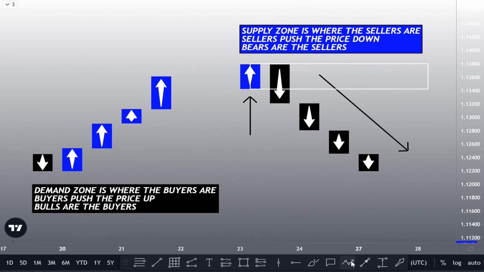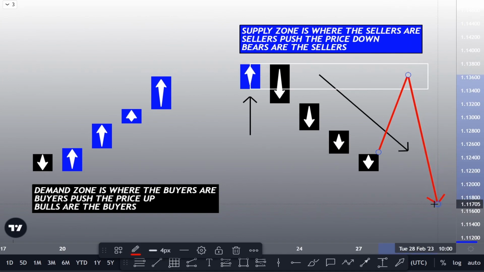Why do we do that? We do that so that in the future, when the price returns to this level, we can place our entry around this level and make profits. This is what we do in a nutshell.